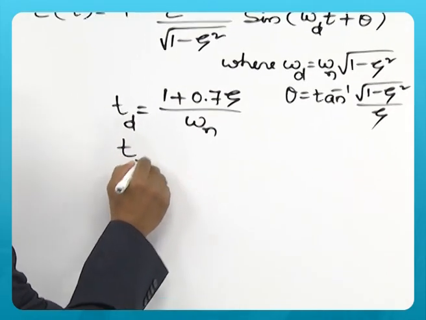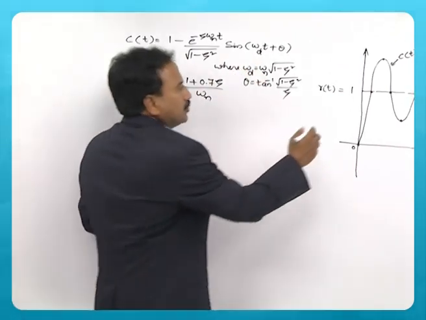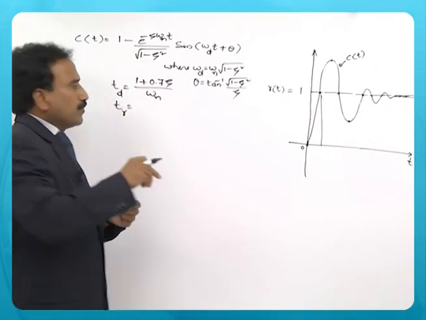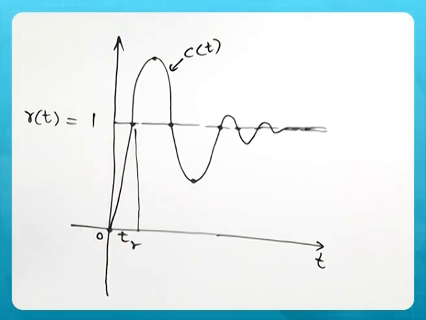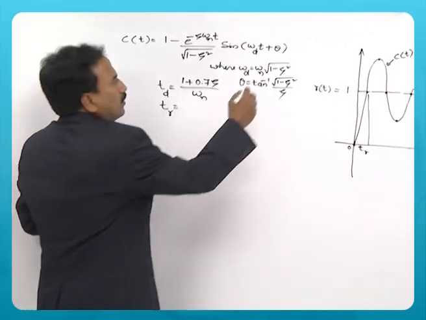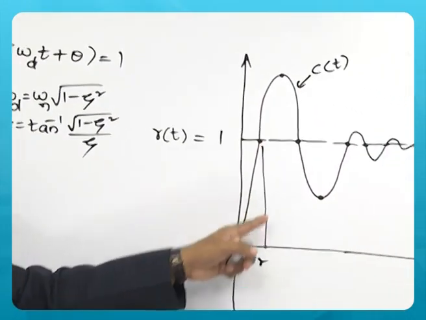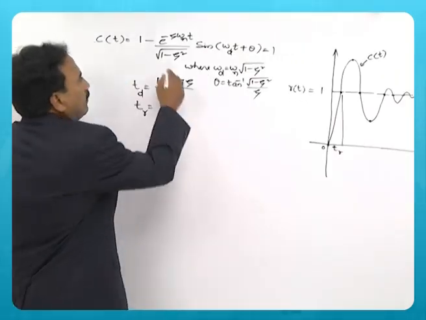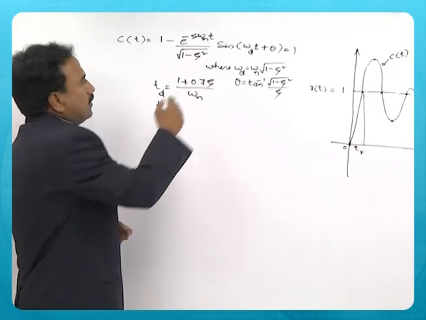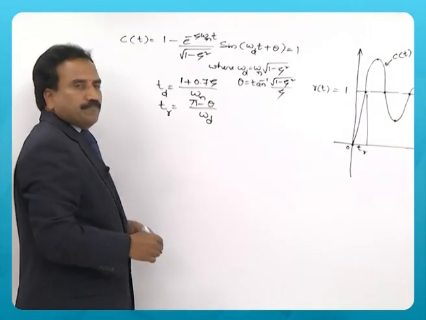Next, rise time. Rise time is the time required for the response to reach 100% of the final value for the first time. So for 100% of the final value, you must equate this function to 1, because the response value is 1, and that is known as rise time. Equate this function to 1, replace t by tr and solve for it. You will get pi minus theta by omega d.